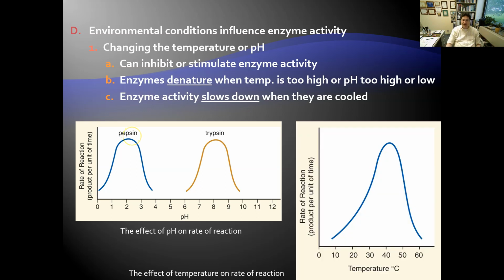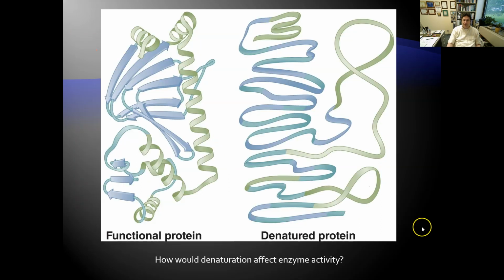And the same thing with temperature. This enzyme works best about right here. If that temperature gets too cold, enzyme activity slows down gradually. If it gets too hot, it denatures and quickly stops functioning. Okay? So here would be an example of a functional protein. Here's one that's denatured and it would no longer function.